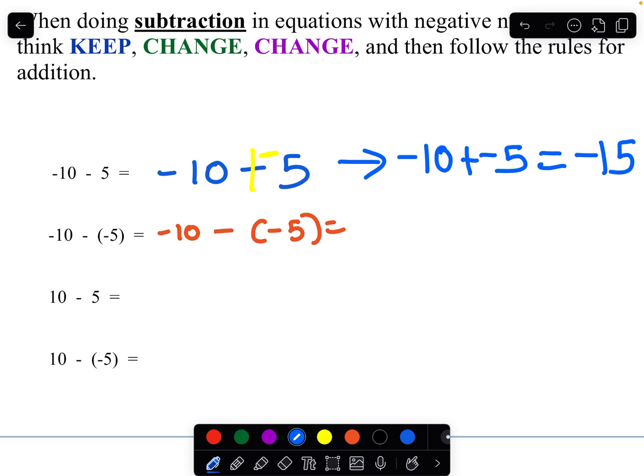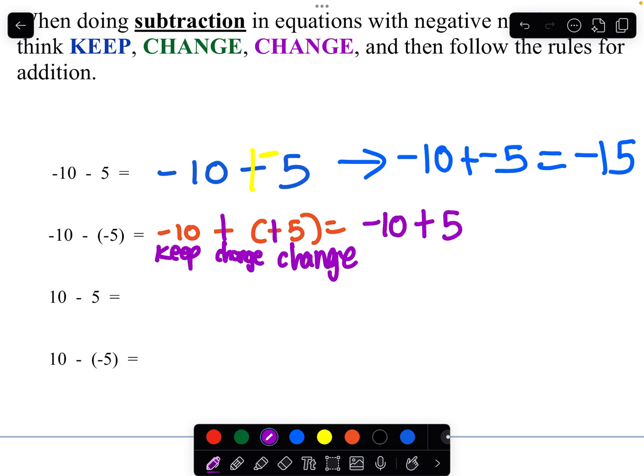So keep, let me do another color, keep, I'm going to keep that negative 10. I'm going to change the minus sign to a plus sign, and I'm going to change the negative sign in front of the 5. I'm going to change the sign of the number to a positive. The problem now becomes negative 10 plus positive 5, which equals negative 5.